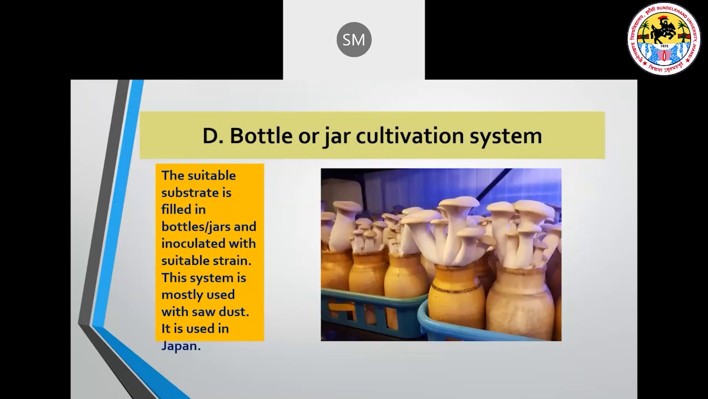Again, this is the bottle or jar cultivation system. This is again told by Dr. R.C. Upadhyay. This is a very important method applied in Japan as well as China. So this is a very safe and hygienic cultivation system. This mushroom you are looking at here in the picture is basically Pleurotus eryngii, and it is also cultivated in most places.